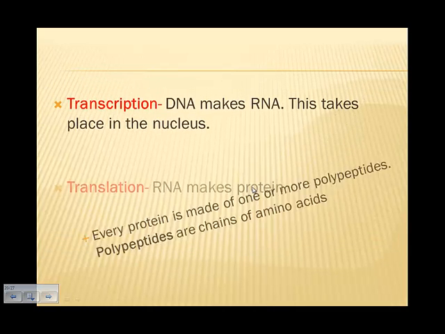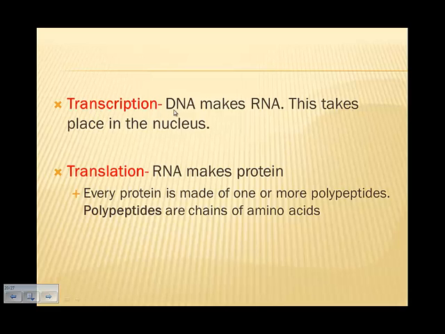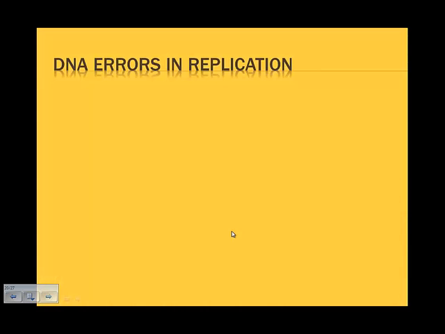All right, so again, this process, transcription, is DNA making RNA. So we're going from DNA to messenger RNA, takes place in the nucleus. Translation, RNA is making the protein. Know those terms because you're going to need to know them for our lab on Wednesday and Thursday. And every protein is made up of one or more polypeptides. Remember, poly means many. Peptide is the bond. And so we're bonding those amino acids together. Protein is a long chain of these amino acids.